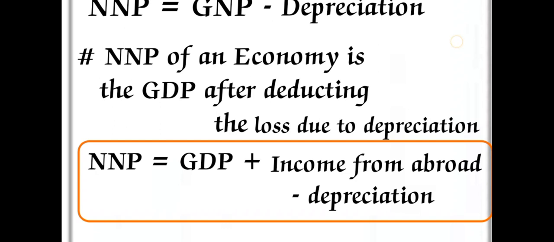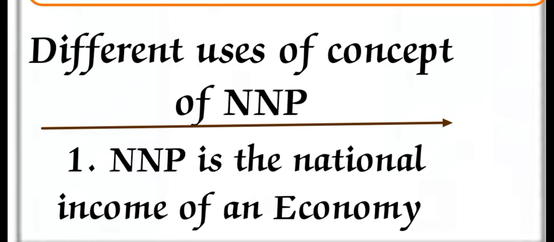Coming to the different uses of the concept of NNP. There are some important uses of the concept of net national product. The first one is that net national product is the national income of an economy. Simply we can say this is the actual and real income of the economy. In the previous classes we discussed the three concepts, GDP, NDP and GNP. They are not actual national incomes, but national income is net national product.